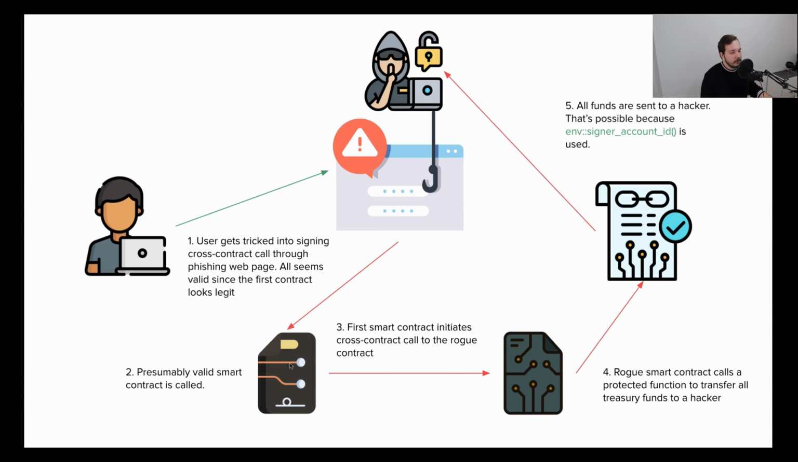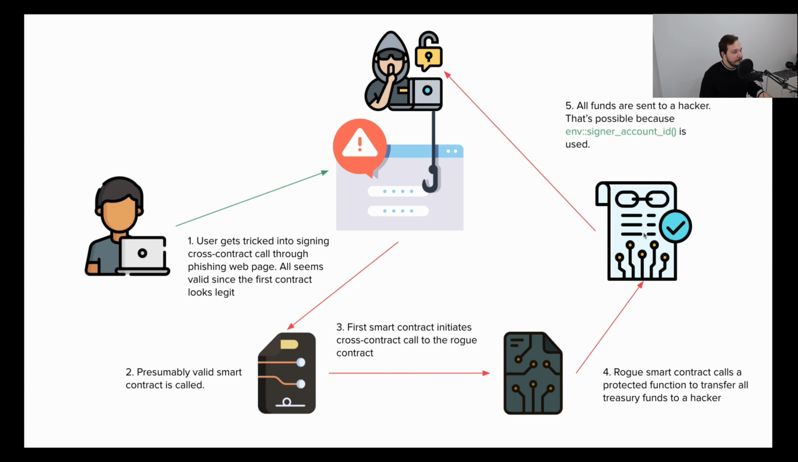It gets executed, this contract gets called, but the user did not explore it more in depth to see that this contract actually calls another contract, which is a rogue contract that tries to do some bad stuff on our DeFi protocol's smart contract. So in this scenario, the first contract gets called, and it is going to call the rogue contract, which in return is going to call, I don't know, the transfer all the funds function to the hacker. And that's all, basically, because the signer account ID is used.